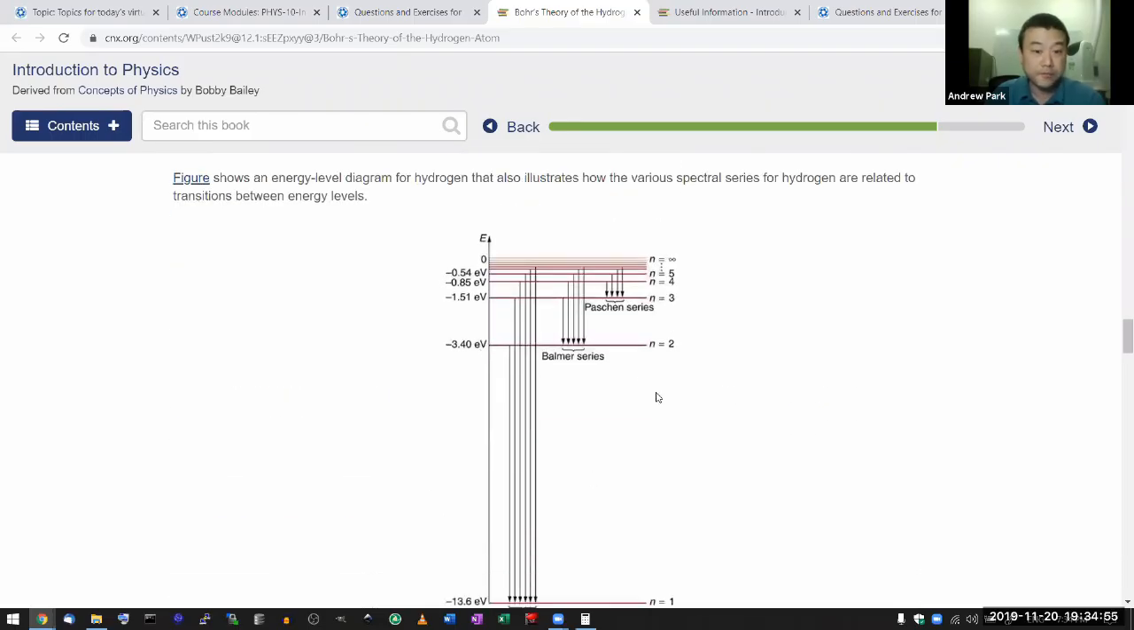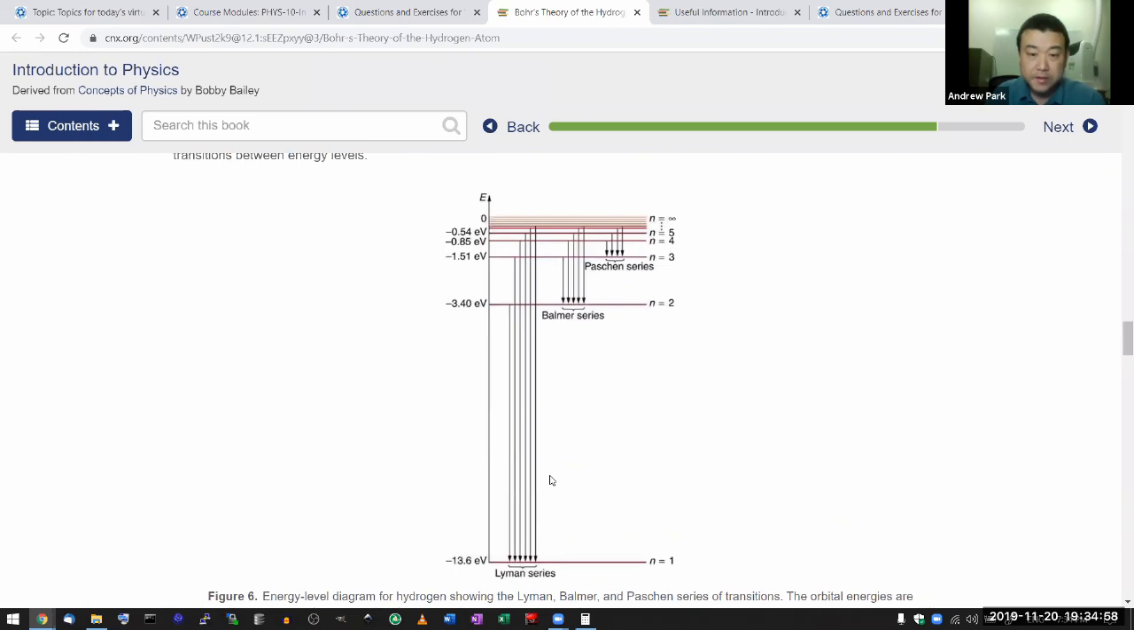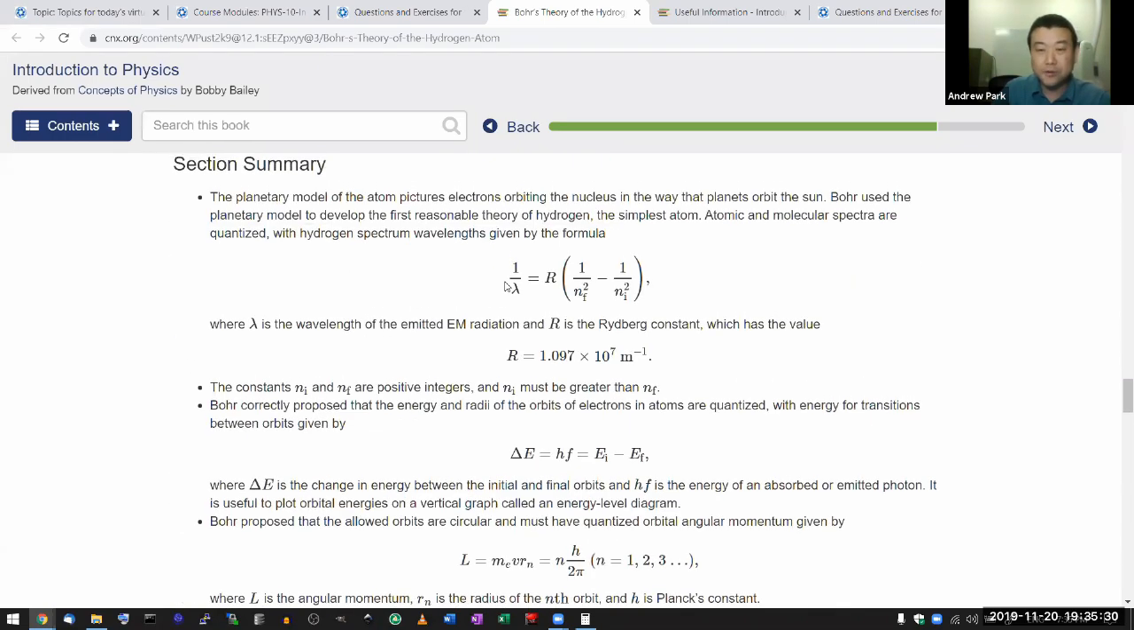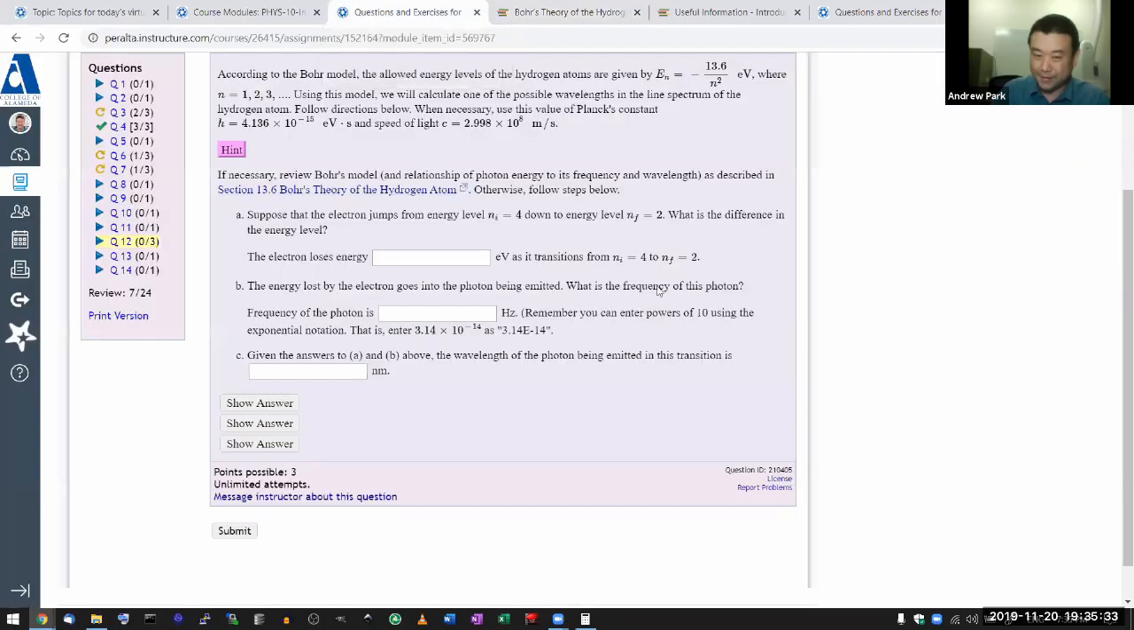Here's the whole series of transitions. What we call the Lyman series, Balmer series, Paschen series. I think only the Balmer series is within the visible range. In the Lyman series, the energy difference is so much that you get into ultraviolet. I think in the Paschen series the energy is small enough that the wavelengths are long enough that you get into a non-visible range, more like infrared. Skim this chapter and read all this. It's all useful to know. Let's look back here and see what I need to do.